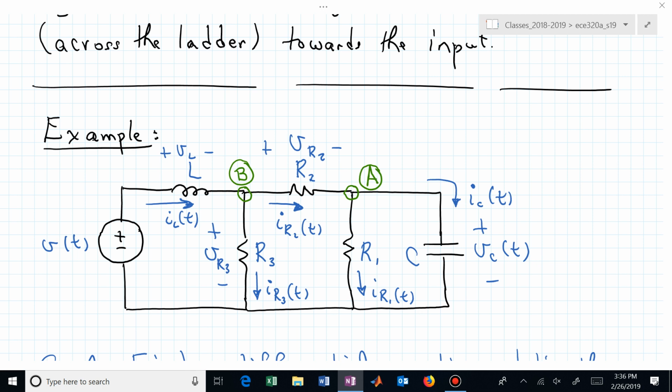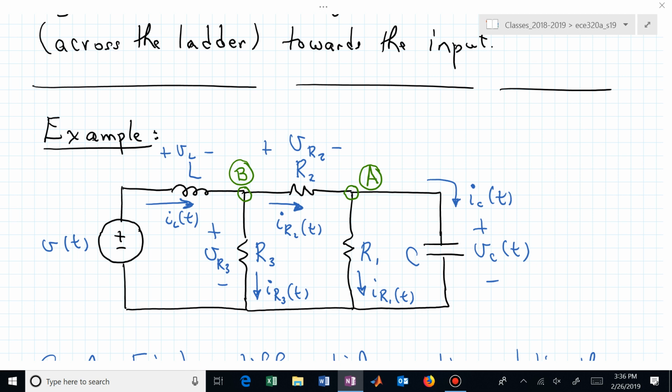Second order. We have two energy storage devices. We have three resistors, but those don't really matter in terms of the dynamical behavior. I mean, they will shape it, but our energy storage devices in the form of a capacitor and an inductor allow us to say, oh, after we've done this analysis, I would expect to see a second order differential equation.